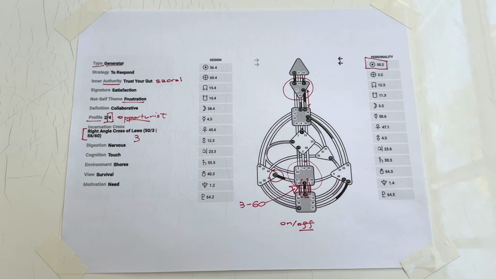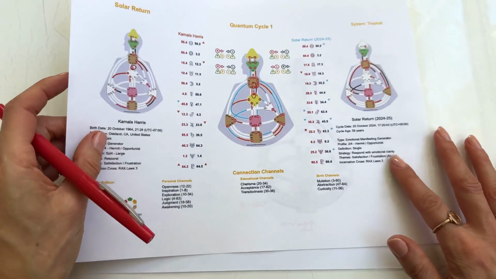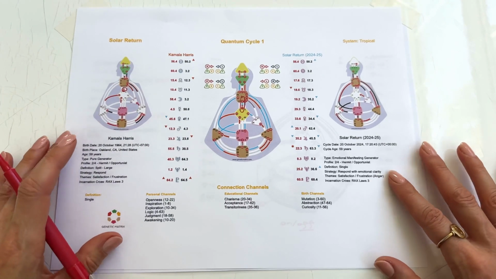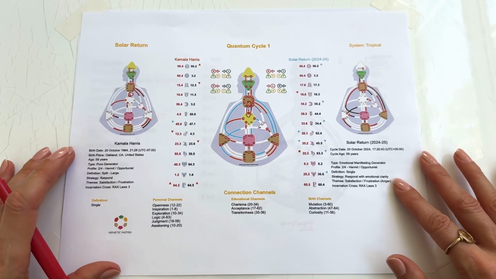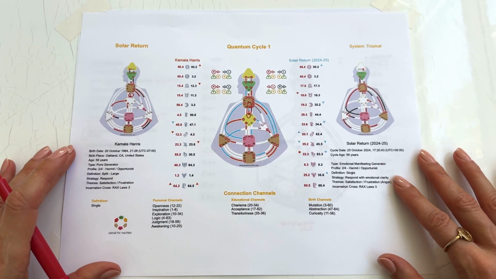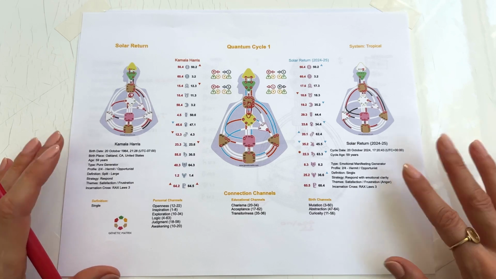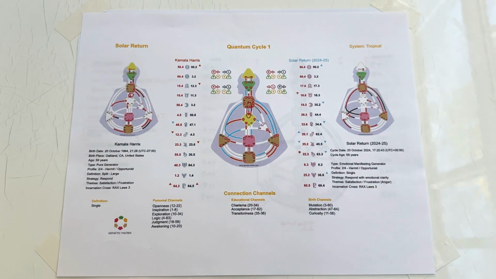So Kamala Harris just had a birthday on October 20th, so I pulled her solar return chart, which shows the themes of her year ahead. This is October 2024 to 2025. Now, human design is not predictive, but your solar return chart can show you themes to expect for your birthday year. And I was curious if leadership showed up in her solar return chart, and indeed it does.